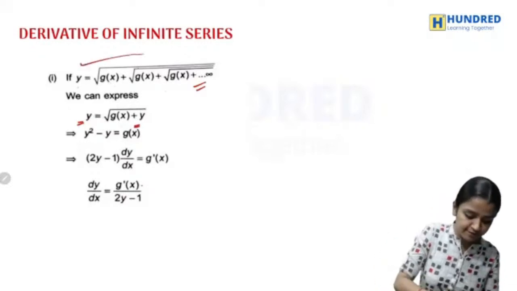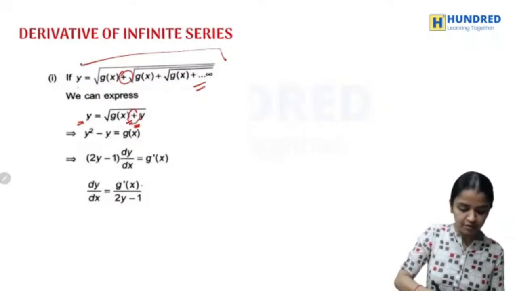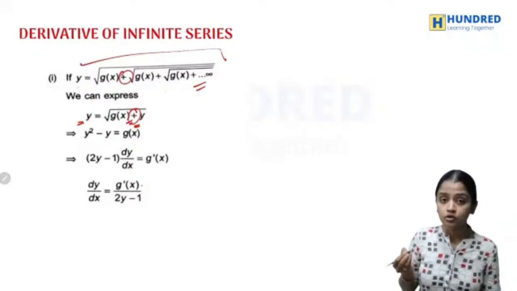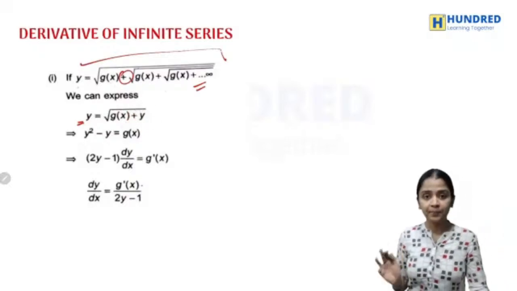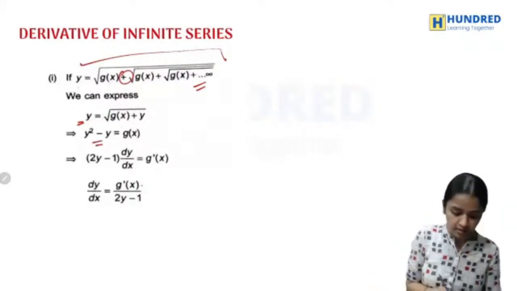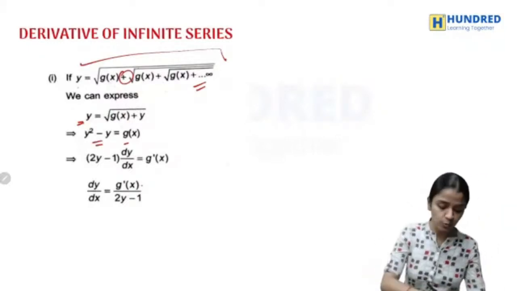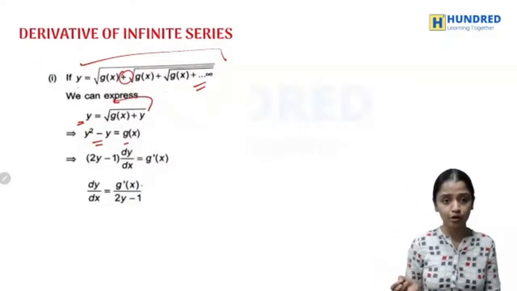Okay. If you have addition, you can write it as addition. If you have subtraction, you have to change it to subtraction. So you have to write it as g of x plus y. Okay. And now we have to take the square on both the sides. So this y goes to the other side, and it will be y square minus y is equal to g of x.